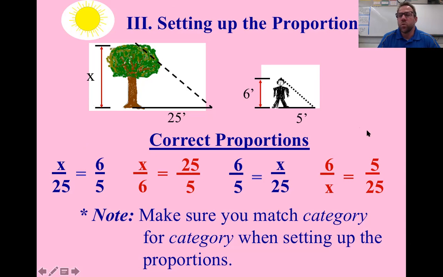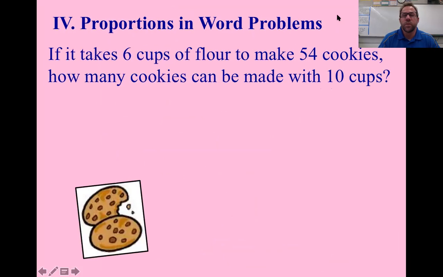Okay, all right, we got 2 word problems. I know this lesson's going a little long. 2 word problems, and then you've got a few homework problems on your own. Okay, all right, so let's set up our proportion. We want to set up a correct proportion. So the problem says, if it takes 6 cups of flour to make 54 cookies, how many cookies can be made with 10 cups?